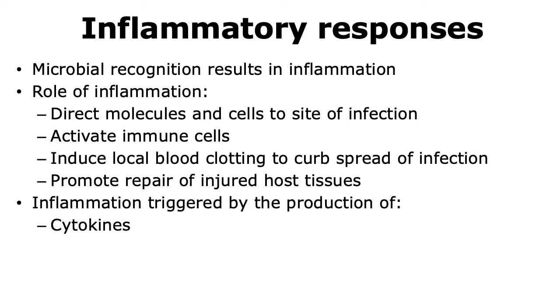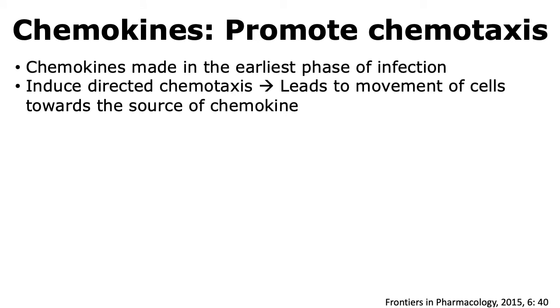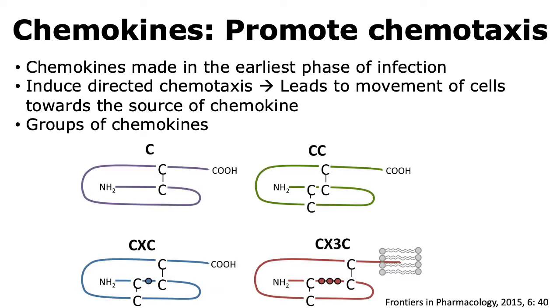Now, inflammation is triggered by the production of different molecules like cytokines, chemokines, and other types of mediators like histamine. Now let us look a little more in depth into the role of chemokines and how they promote chemotaxis. Chemokines are made in the earliest phase of infection, and they induce directed chemotaxis, and the result of this directed chemotaxis is the movement of cells towards the source of the chemokine. There are different groups of chemokines, and we're going to look at 4 such groups.